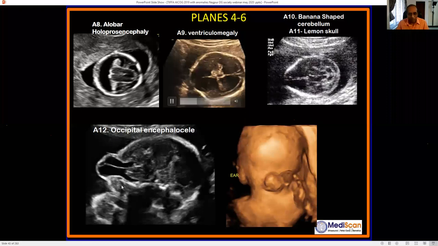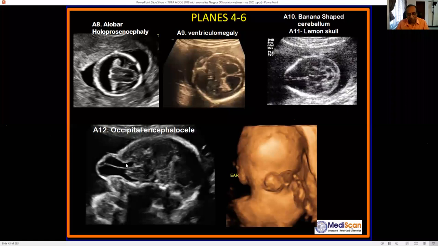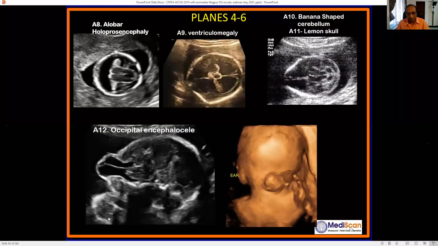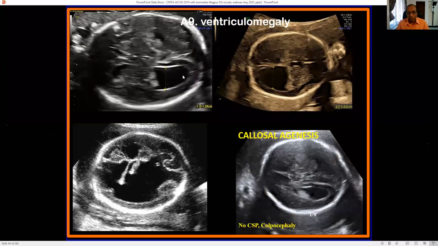Then we can also see an occipital encephalocele. Sometimes the occipital encephalocele can be very, very small and can easily be missed. You should also remember, sometimes the baby can have its hand behind the head and the fingers may look like an encephalocele, which you have to be very careful about. Now, ventriculomegaly, as you all know, is when the lateral ventricle width is more than 10 millimeters, we call it ventriculomegaly.